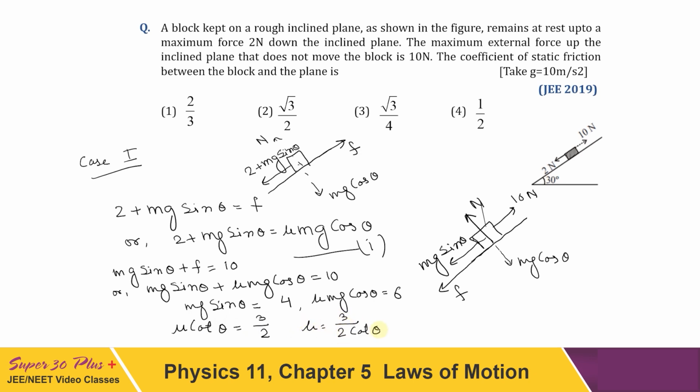On substituting the value, because theta is provided here, it will come out as root 3 by 2. So we got the value of the coefficient of friction. It has to be equal to root 3 by 2 to satisfy both conditions, when a downward force is applied and when an upward force is applied, having magnitudes 2 Newton and 10 Newton respectively. The block is not sliding at all for both the forces. Let's move to the next question now.